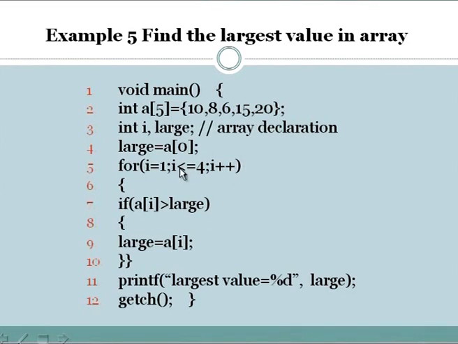I plus plus, 5, 5 less than equals to 4, the condition is false, as all the values of the array have been checked for the maximum value, and now the loop body will not be executed as the loop condition turns false. The statement following the loop body will be executed and that will display the message largest value %d, and the final value stored in variable large will be displayed.